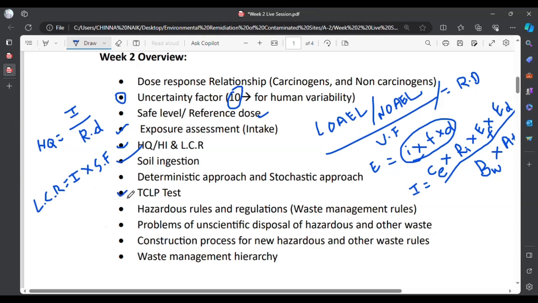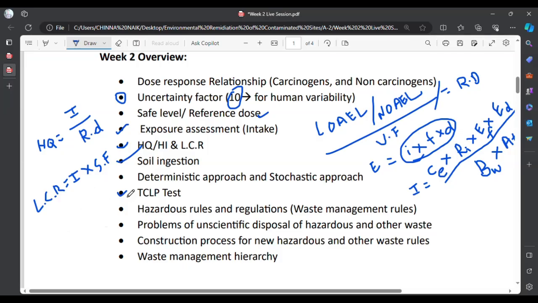After that, the TCLP test. In week one we also discussed it briefly. What is the TCLP abbreviation? Anyone? It is the Toxicity Characteristic Leaching Procedure test. To find the heavy metals or toxic compounds present in the soil, we do the TCLP test to find these toxic compound concentrations.